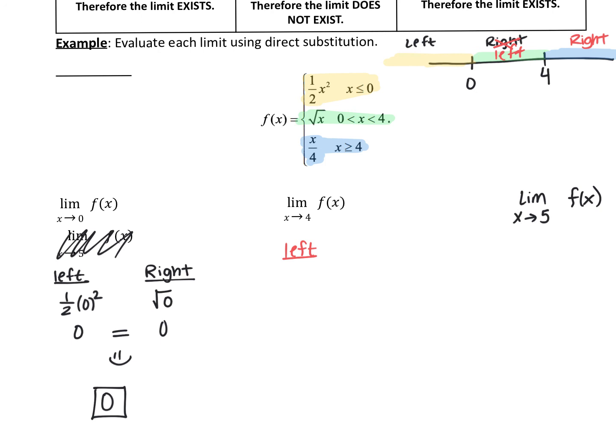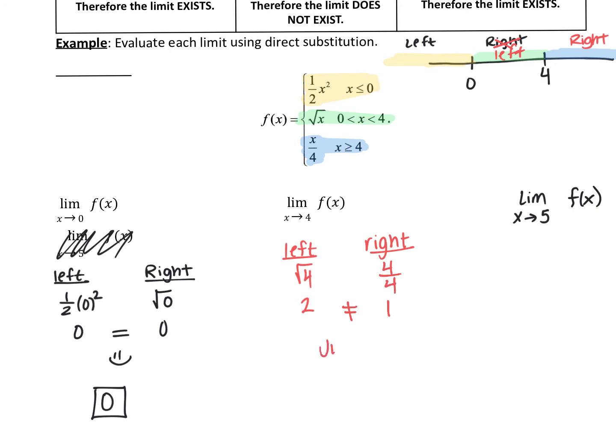So the left side of the graph, I'm going to use the green, which is the square root of x. So I'm going to plug in square root of 4, which is 2. And the right side of the graph, I'm going to need to use the blue, which is the rational function. So 4 over 4, which is 1. So the limit from the left does not equal the limit from the right.